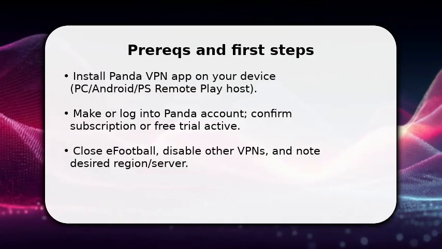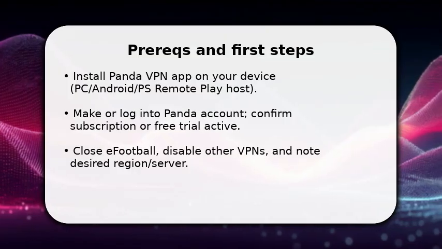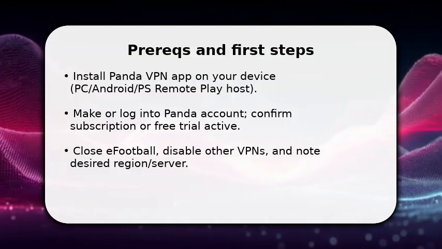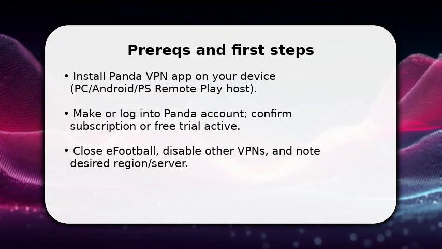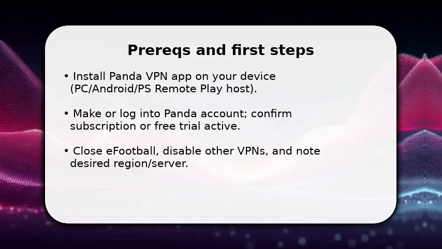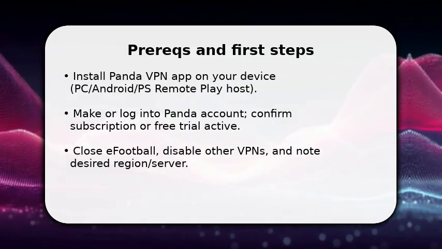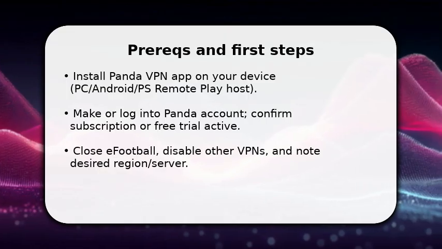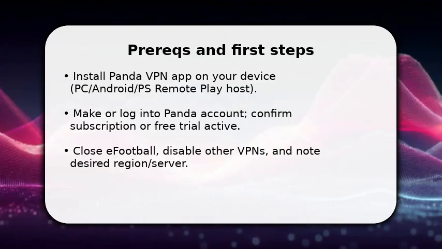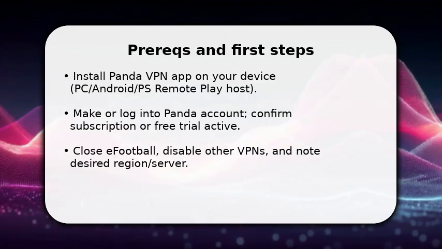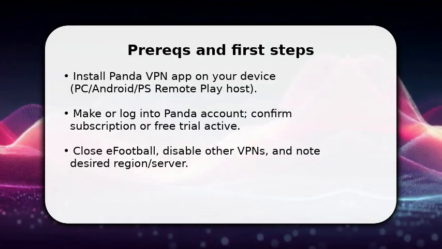You start by getting Panda VPN installed and logged in. Once you sign in, make sure your subscription or trial is active so connection limits won't block you. Close Efootball before changing network settings to avoid server conflicts. Once done, pick the regional server you want for the game. This affects matchmaking and latency.